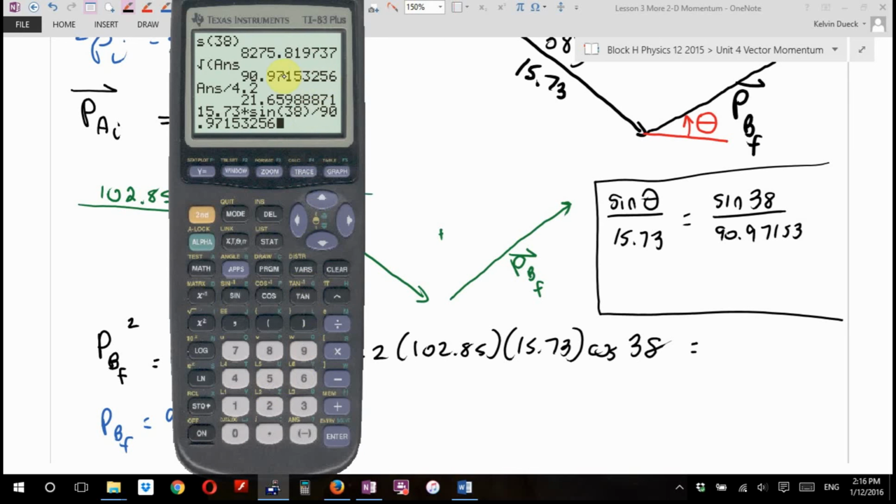Since I have it sitting there, I could copy that whole thing. Inverse or arc sine, right? And I get an angle. I think it's going to be a fairly small angle because my triangle, I think, is yucky. 6.11 degrees.